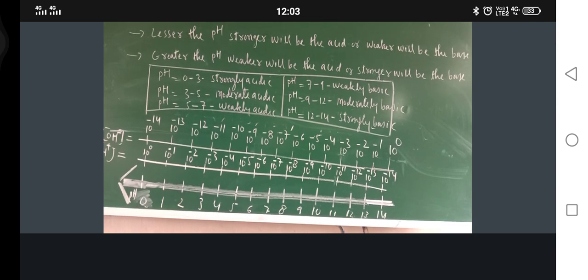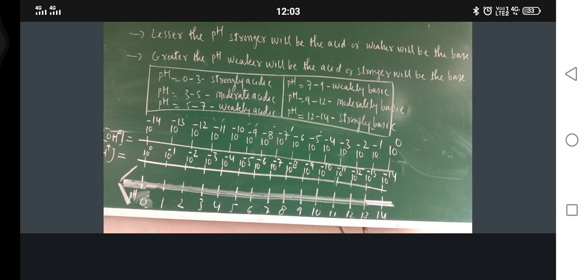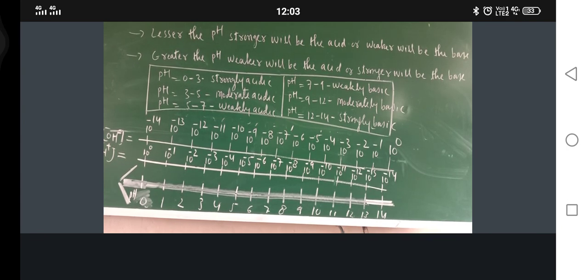Now just create the columns, and you should write there pH. Yesterday, one boy asked a good question: if pH is 0, then what is the meaning of this? So, if pH is 0, it means H positive ion concentration is 1 M. And OH negative ion concentration would be 10 raised to the power minus 14.